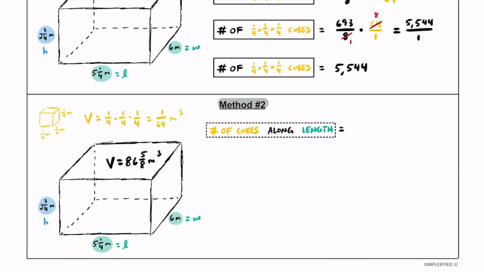Okay, so let's take this 5 1/4. Now, if we know we're going to be dividing, let's just turn it into an improper fraction right away. So that's going to be 21/4.